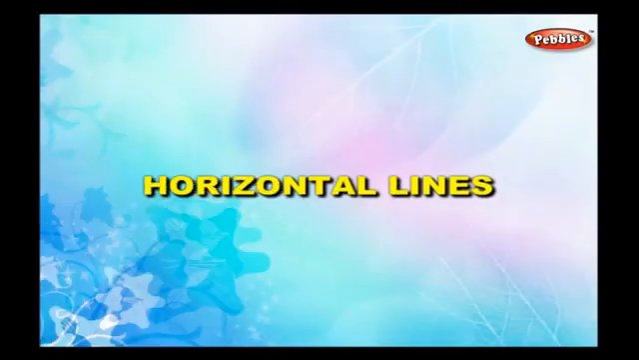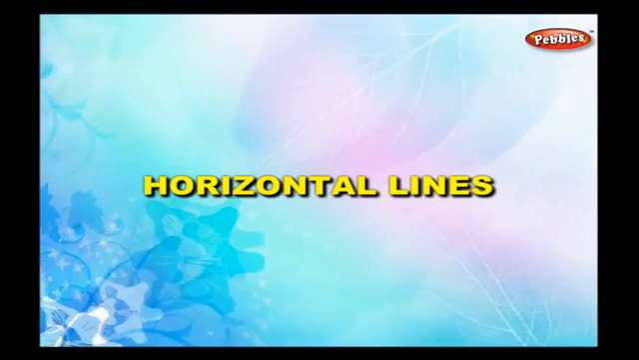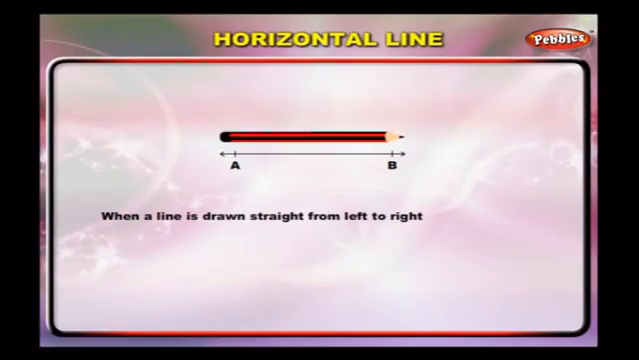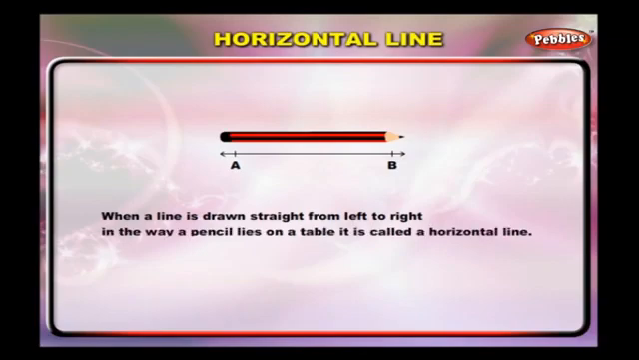Different types of lines. Horizontal lines. When a line is drawn straight from left to right in the way a pencil lies on a table, it is called a horizontal line. In this figure, the line AB is a horizontal line.